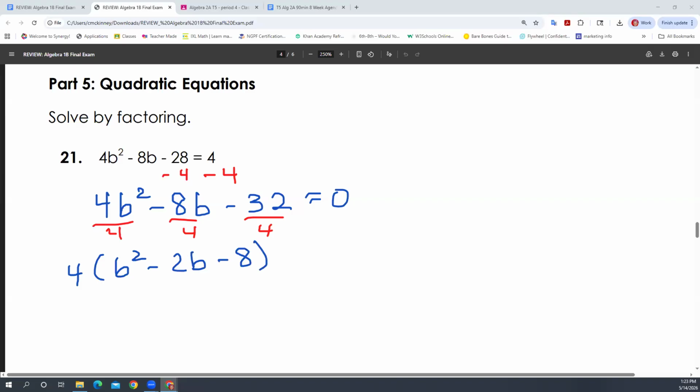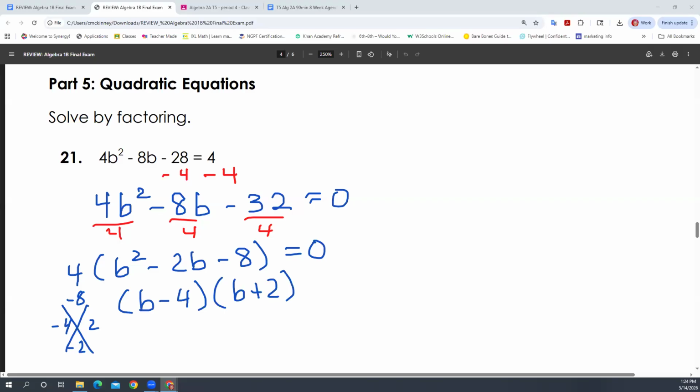So our factoring just got a lot easier because now we just need to think about what multiplies to be negative 8 and adds up to be negative 2. So I have b minus 4 and b plus 2. At that point, we have factored, but remember, those aren't our solutions.